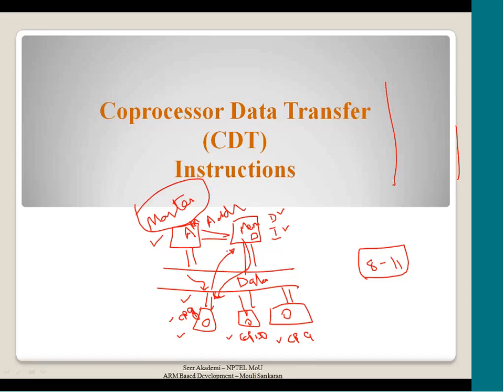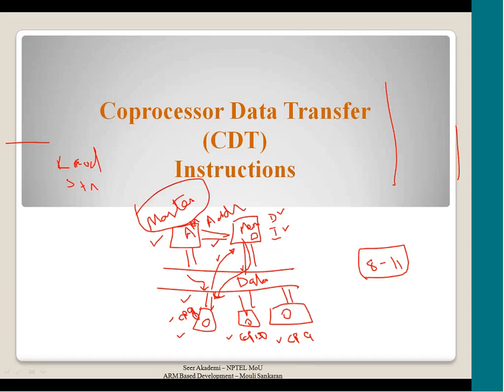ARM will generate the address, but the data will be provided by the coprocessor, if it is a write or store operation. Suppose I say data transfer. So suppose it is a floating point data store operation, or a load operation, load or store.